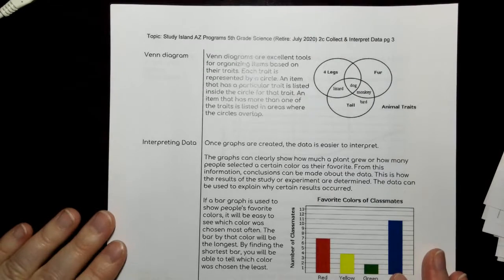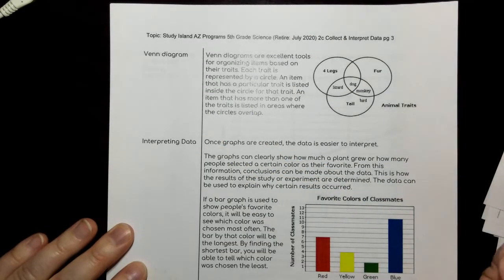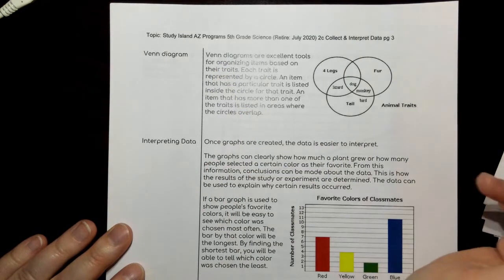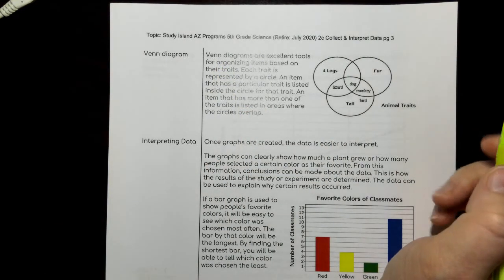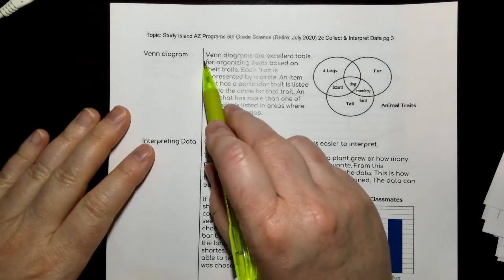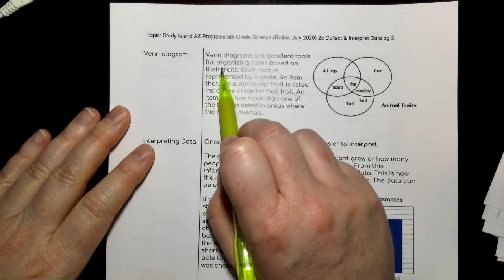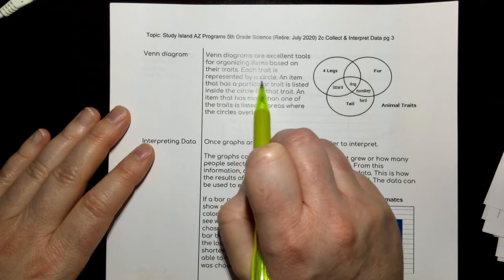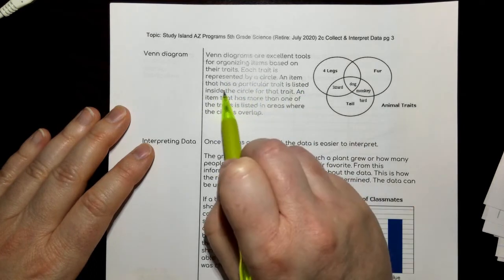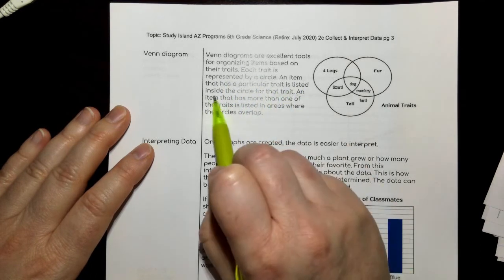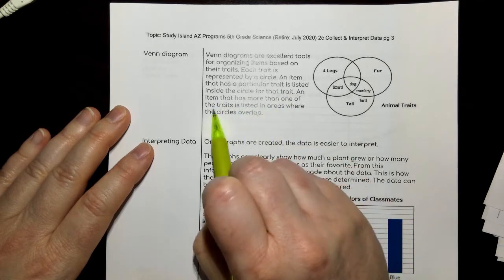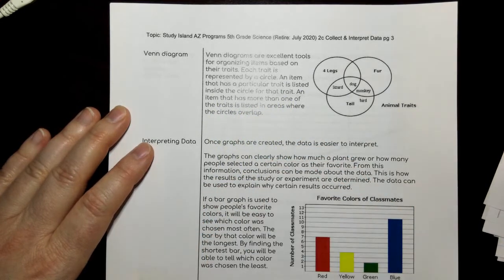And the last one that this wants to talk about is Venn diagrams. So often Venn diagrams are used for science and English and just comparing things. But Venn diagrams are excellent tools for organizing items based on their traits. Each trait is represented by a circle. An item that has a particular trait is listed inside the circle for that trait. An item that has more than one of the traits is listed in areas where the circles overlap.